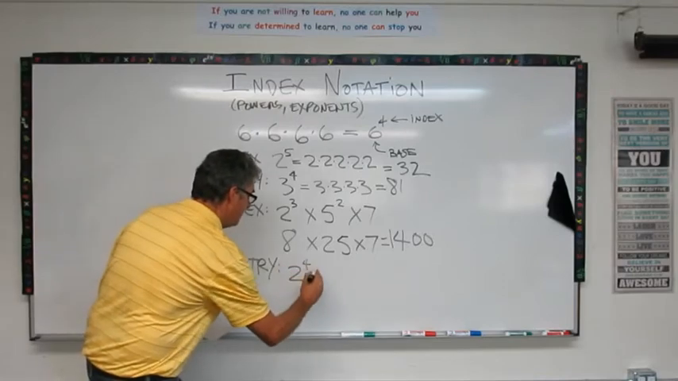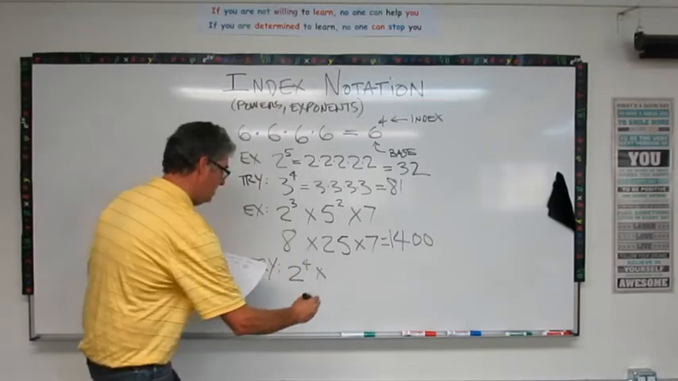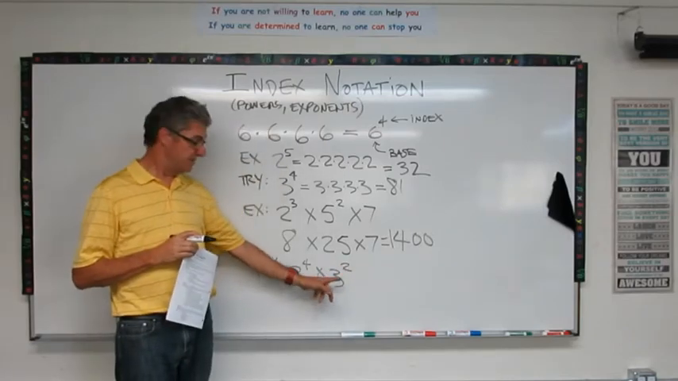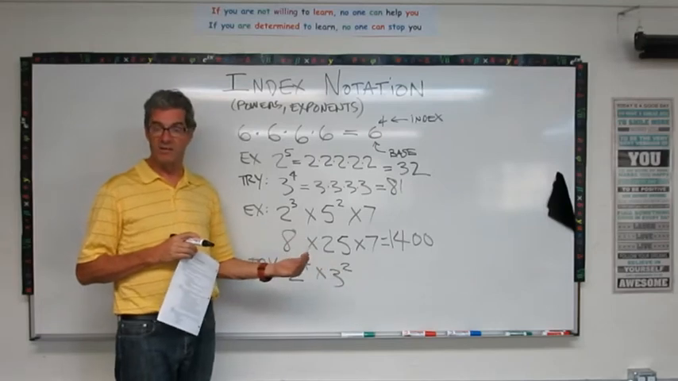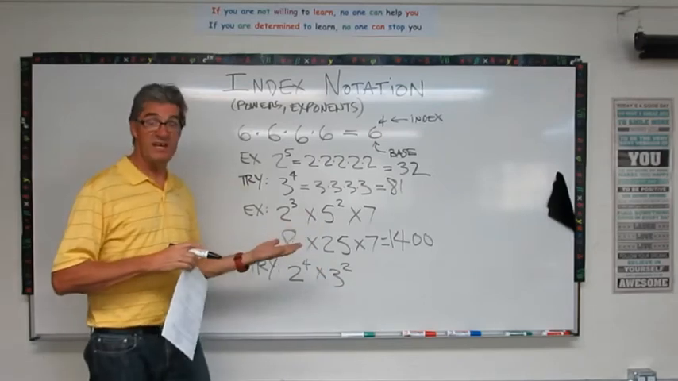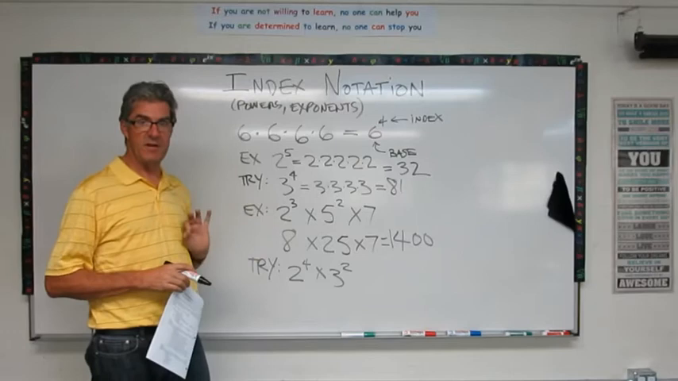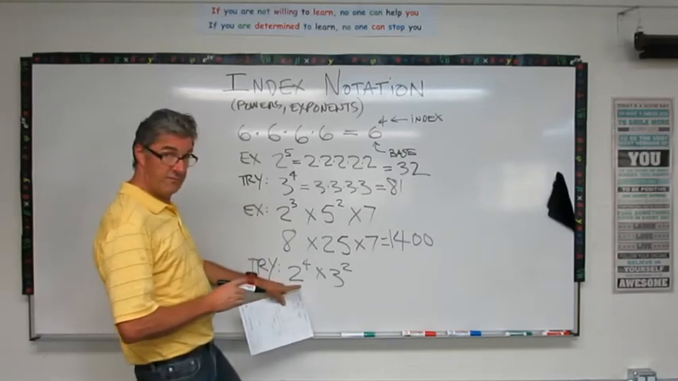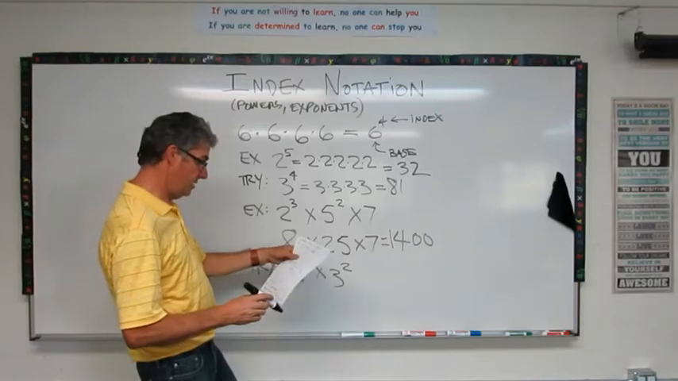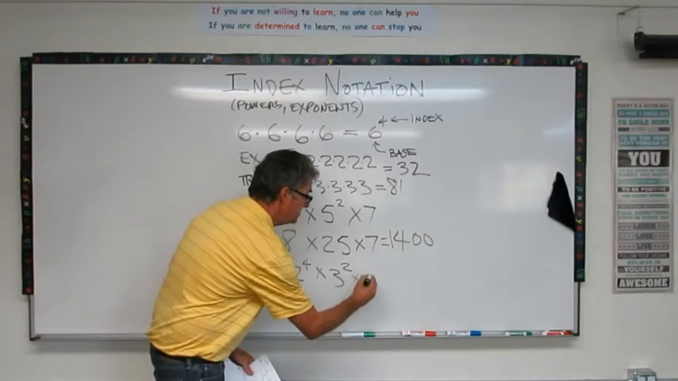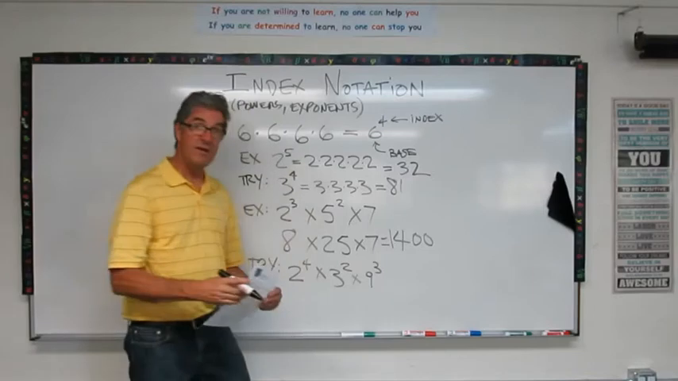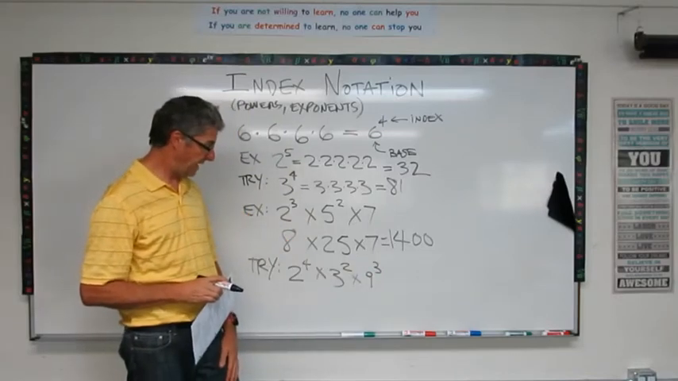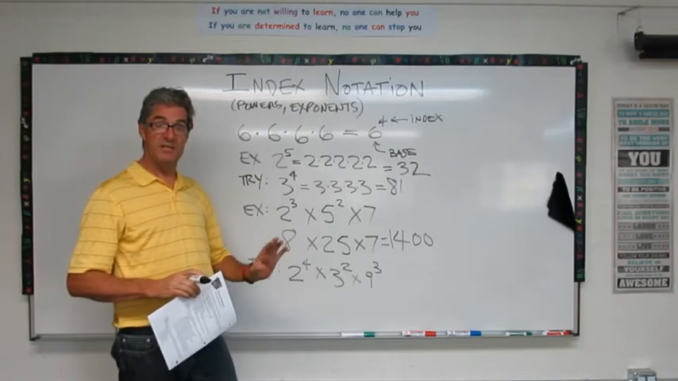2 to the 4th times 3 to the 2nd. Now we also just say second, we say squared. So that's an exception, but you can say 3 to the 2nd. It's just fine. Everybody will understand. But typically we just say 3 squared. So 2 to the 4th times 3 squared times 9 to the 3rd. And we have another saying for 9 to the 3rd. We might say 9 cubed. Okay? So pause the video, see what you get.